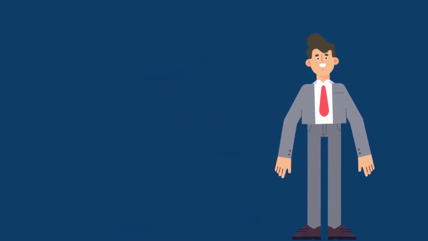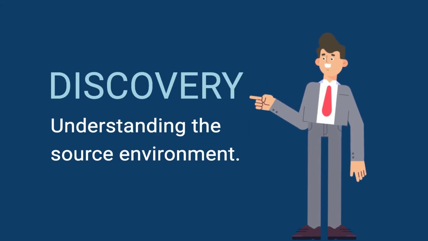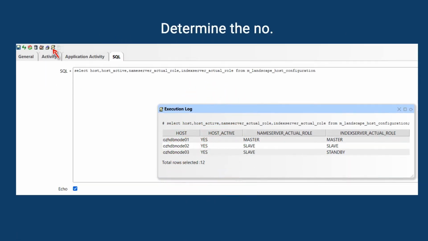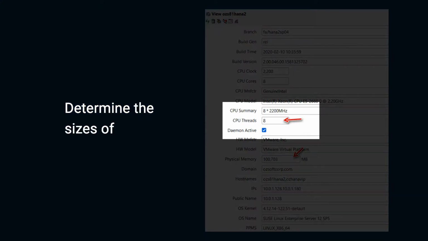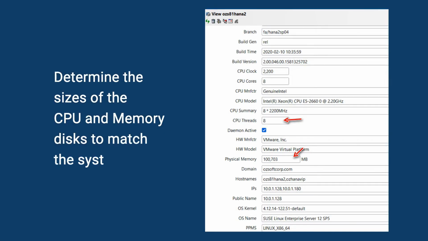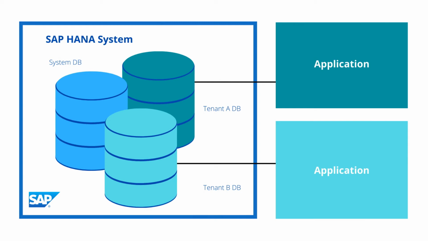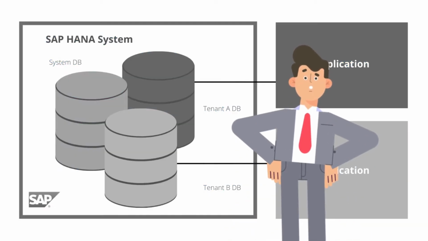Migrating applications and databases starts with understanding the source environment, or what we call the discovery stage. This is where we discover the true state of a system. It is in this stage that we determine the number of active and standby hosts, as well as the sizes of the CPU and the memory disks, to match the system requirements for the target environment that we need to build.